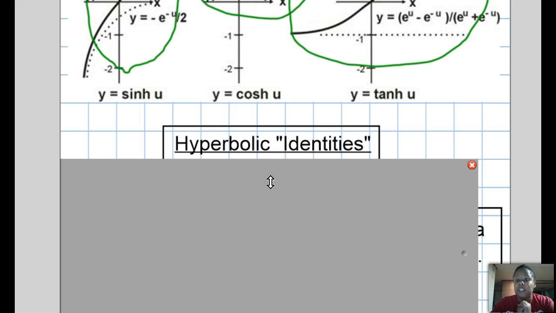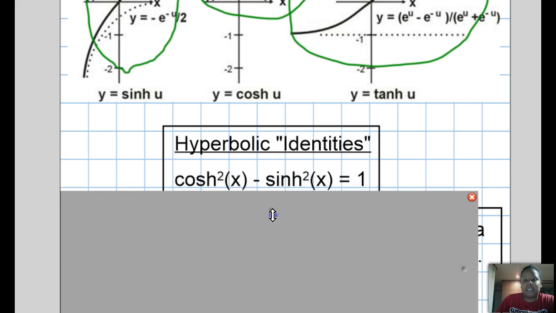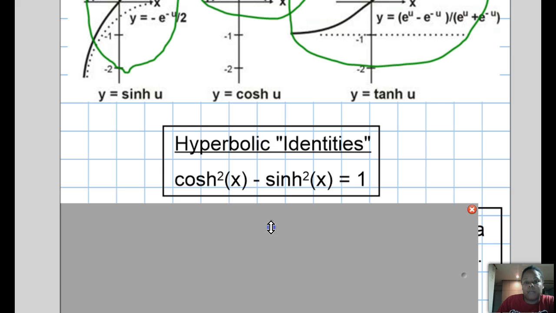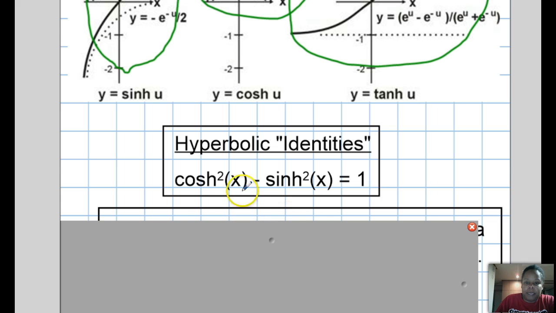And I put identities in quotation marks because these are really not trigonometric functions. But since we're treating them like they're trigonometric functions, then they have some type of trigonometric identities. And just like we have that sine squared plus cosine squared is equal to 1, in this case, because of how cosh and sinh are defined, cosh squared minus sinh squared is equal to 1. And if you want to know why that always works no matter what x is, you can go look at the book, because in section 14.6 they have that proof. Okay? And that's going to be helpful a little bit later on.